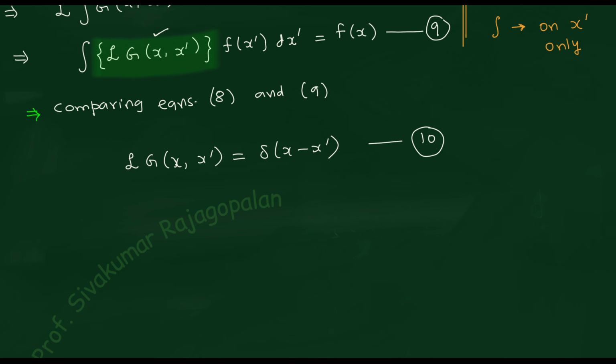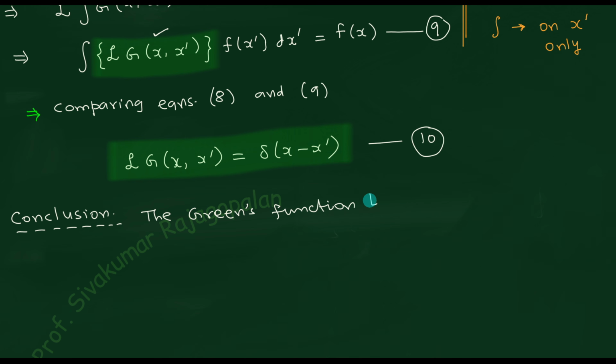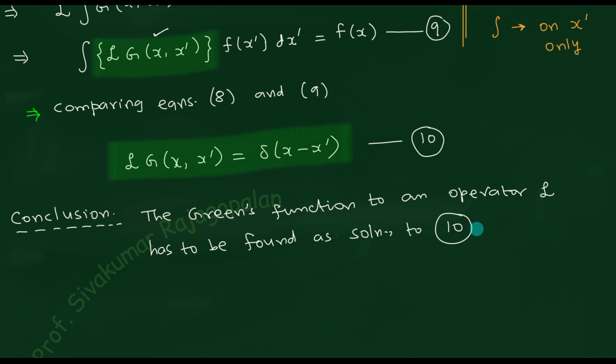So what is your conclusion? We got the requirement here, so I will highlight it. What you understand from equation number 10 is that the green function is related to the Dirac delta function. So that is the conclusion. Our conclusion is the green function to the operator L has a connection to the Dirac delta function, and the solution will give you that.